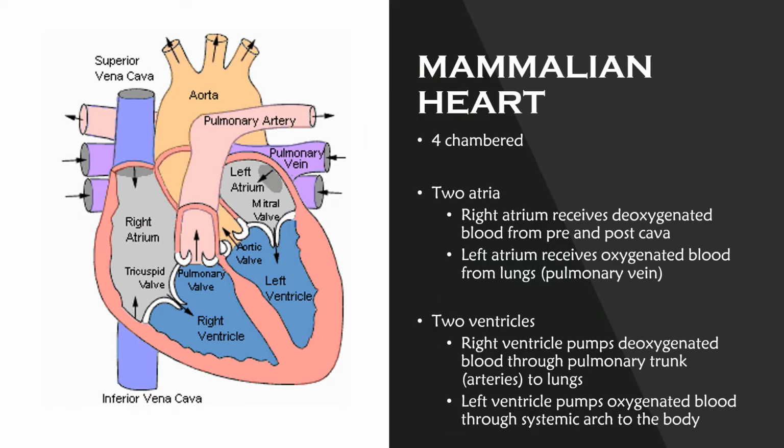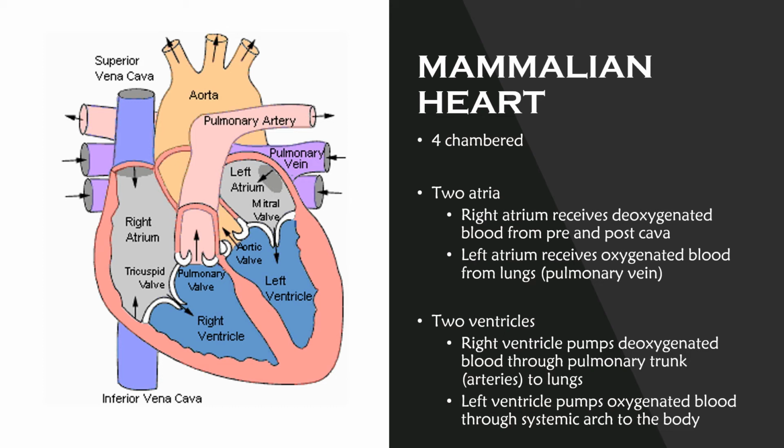Alright, so we're now here at the mammalian heart. The mammalian heart is a four-chambered heart, so two atria and two ventricles. The right atrium is receiving deoxygenated blood from the pre- and post-cava. The left atrium is receiving oxygenated blood from the lungs. So you'll notice that this is the same in the amphibians and the reptiles. The right atrium is receiving deoxygenated blood, the left atrium is receiving oxygenated blood from the pulmonary circuit.